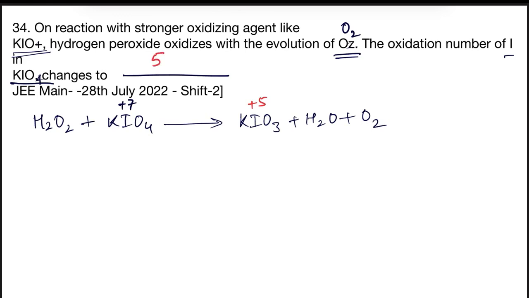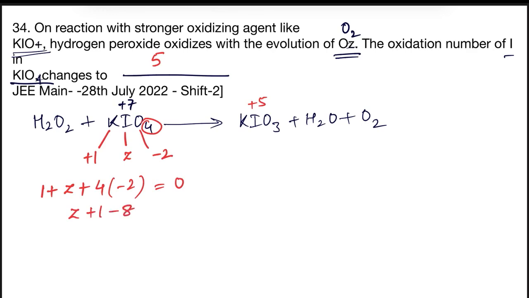Now how to calculate the oxidation number of iodine? Oxidation number of iodine, let it be Z. Then the oxidation number of potassium is +1, and each atom of oxygen has an oxidation number of -2. And this KIO4 is a neutral molecule. So 1 plus Z plus, there are 4 oxygen atoms, so 4 into -2, is equal to 0. So this is Z plus 1 minus 8 is equal to 0, and Z is equal to +7.